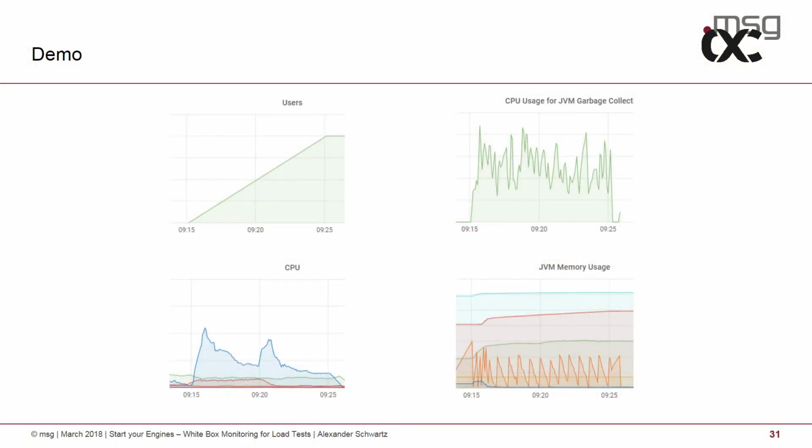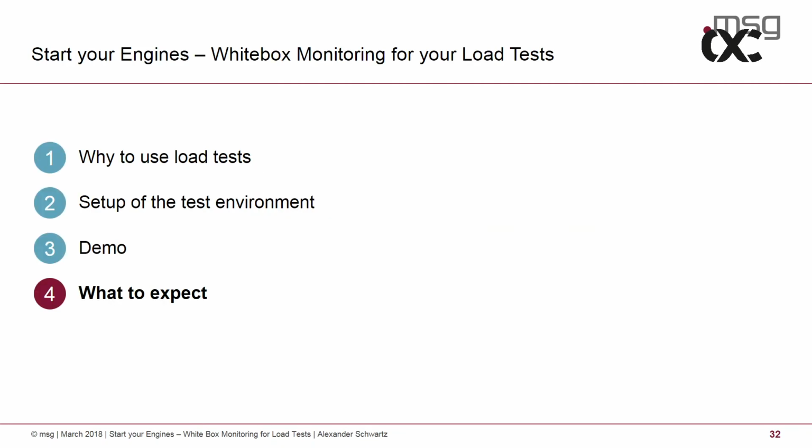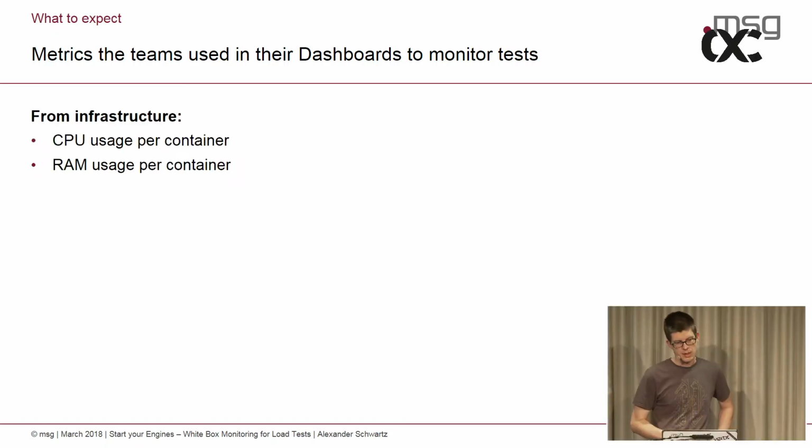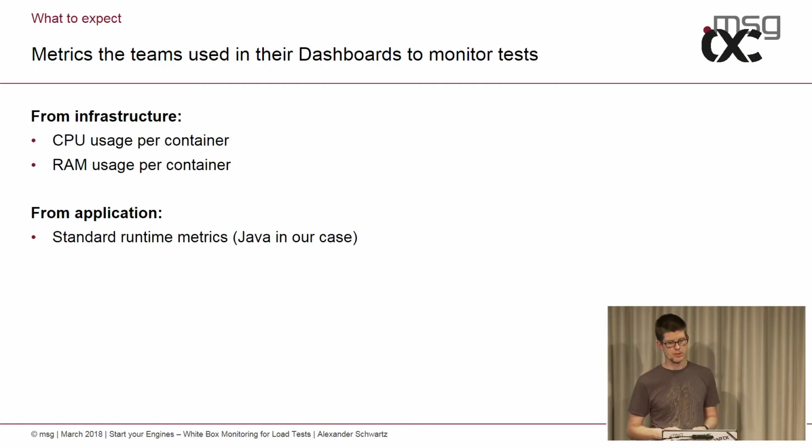Right. So this is the backup for the demo. Good thing that the demo worked. All right. But then, what to expect if you do something like this in a real project? What I've seen, people look first at CPU usage per container and RAM usage per container. That's interesting, but you have to dig deeper than that to find out where your bottlenecks are.